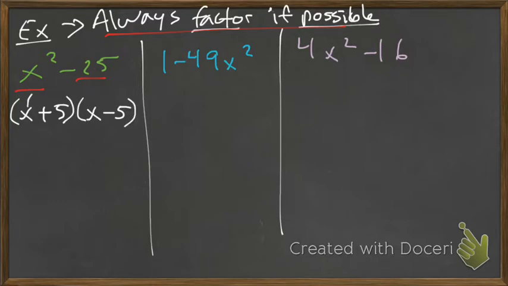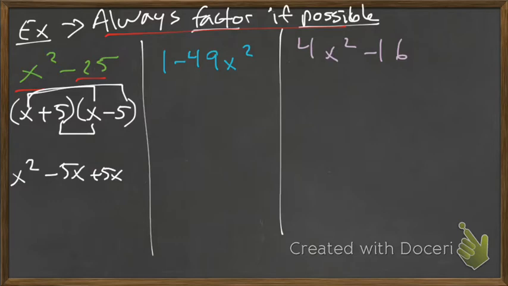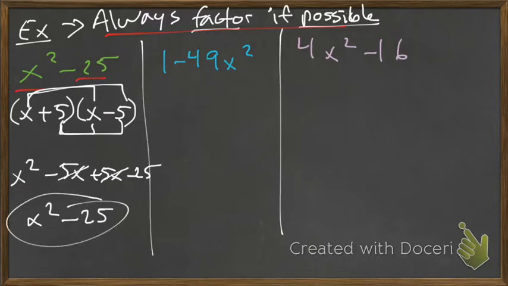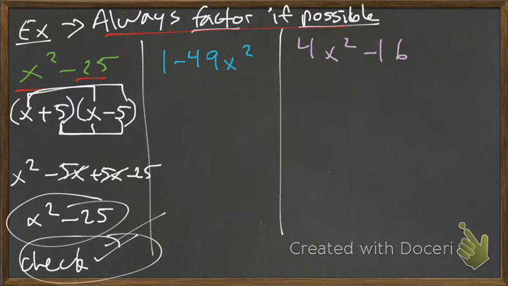Now if I FOIL this out, x squared and subtract 5x plus 5x subtract 25. And these two will cancel out, so I'll be left with x squared subtract 25. It's always great when we can go back and check. And our check is correct, so we're good. Let's do the next example.